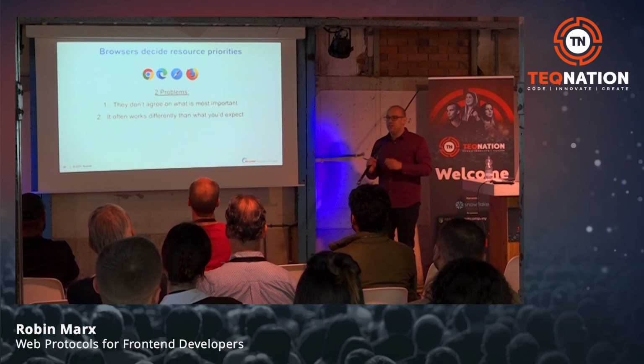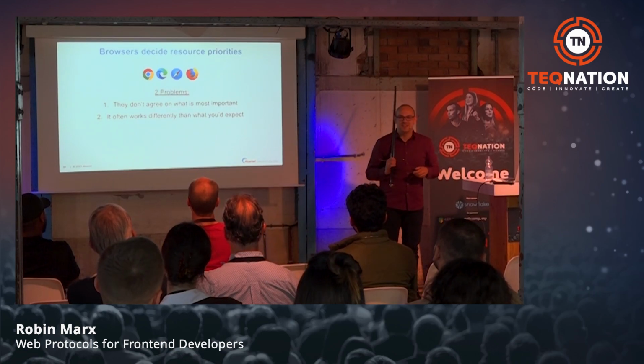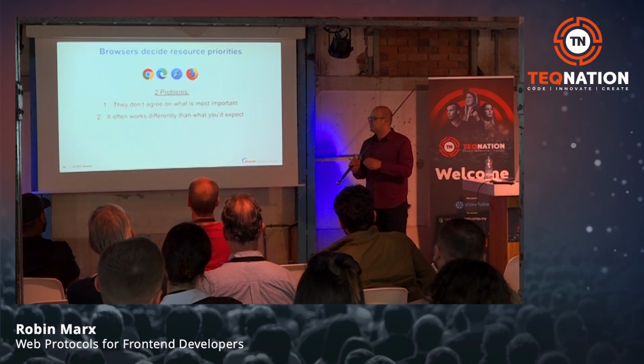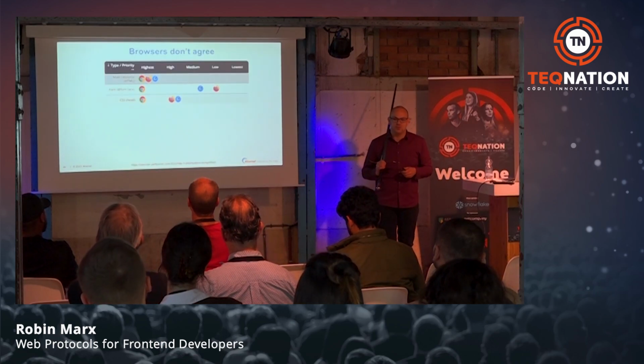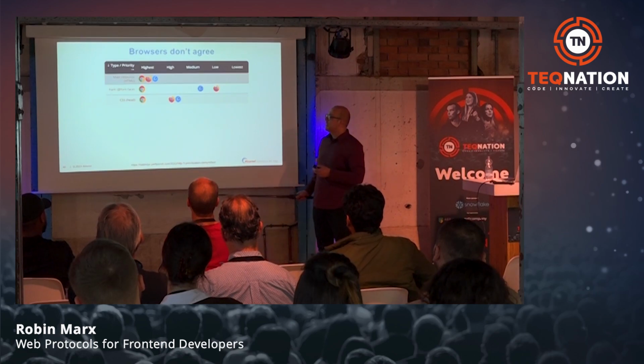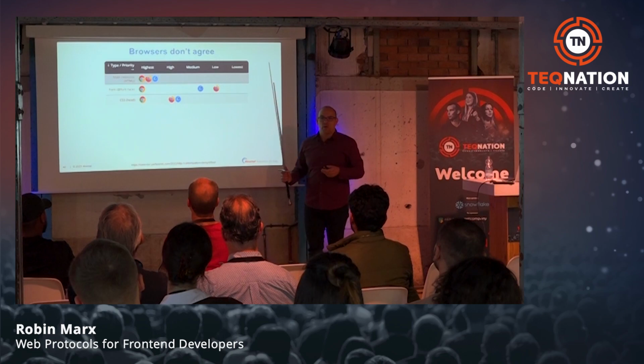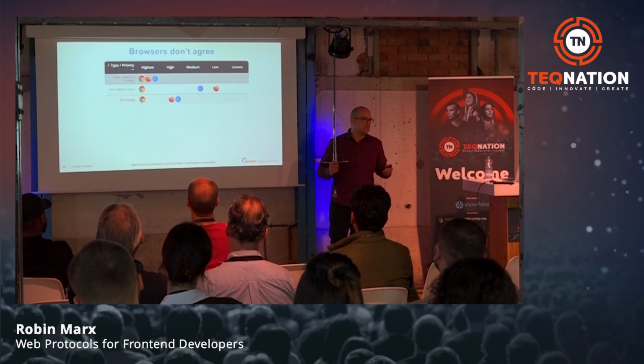And even if they would agree, they probably would not think the same as you, the front-end developer. I have a couple of examples of these. Let's see. So I looked at this a couple of months ago. Which priority do the browsers actually assign to all of these resources? The top line, quite simple. The HTML, they all agree, well, that's quite important. That's the highest priority. It seems logical.